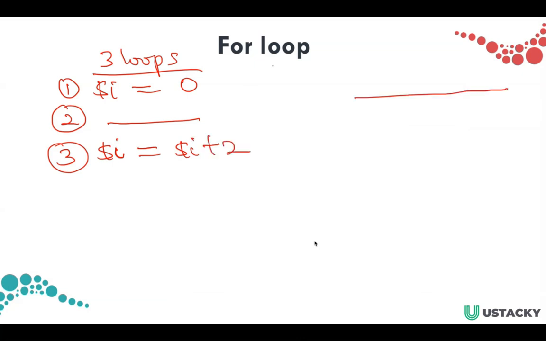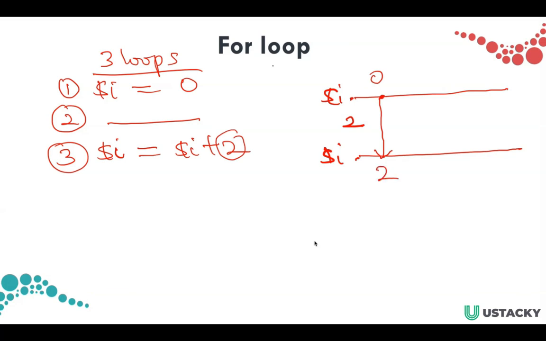So let us draw our graphical representation. So this is start. So you have $i, this is the starting point, and this is the ending point. Our starting point, this is 0. And the increment this time around is 2, so this is 2. So 0, so this will come 2, and this 2 will be the starting point here. This is the first loop. The second loop, this will be 4. The third loop, this will be 6. And to start another loop, no, because we've completed 3 loops. This is 1, 2, 3. So at this point, our $i is 6.